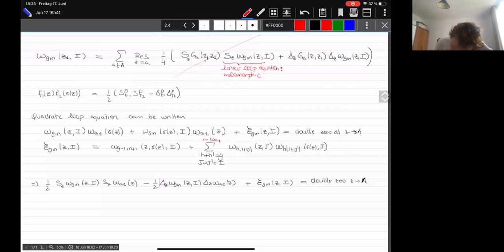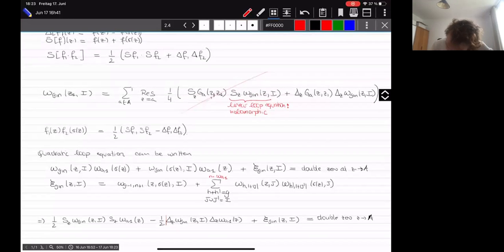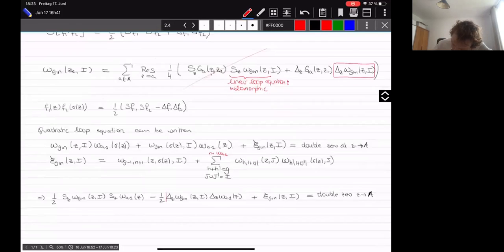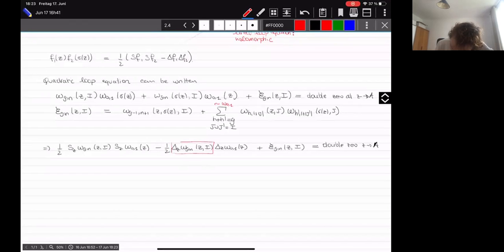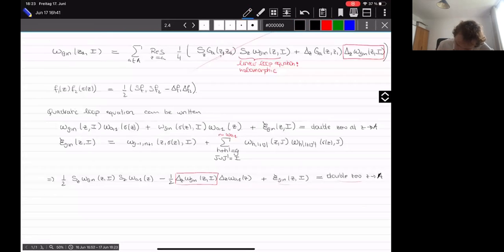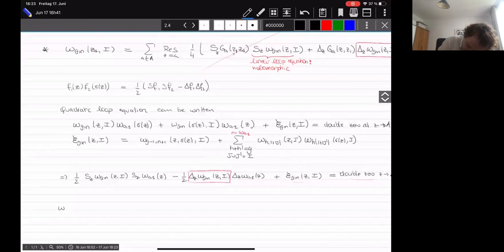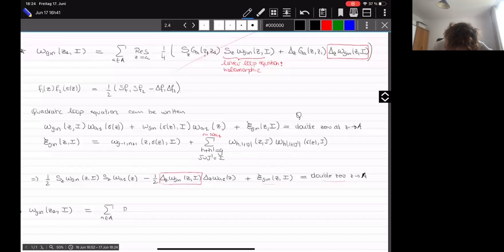So we did that because in our expression for omega gn, we had delta omega gn. So we're going to take it from here and isolate it and replace it by essentially this term and this term and the extra term here. So from that equation we're going to get that omega gn z1i is the sum over a. Maybe I can give a name to this right hand side. This is qgn.